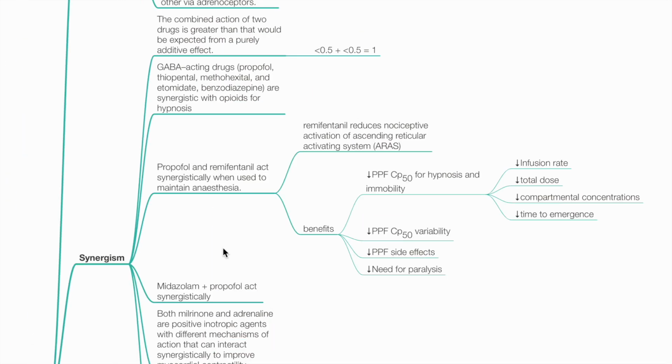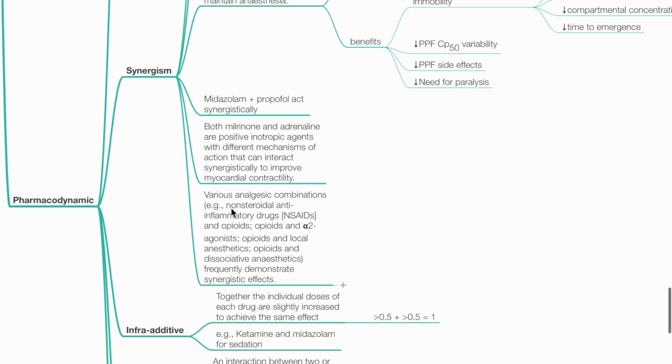Synergism. In this drug interaction, the combined action of two drugs is greater than would be expected from a purely additive effect. Synergism is seen between GABA-acting drugs such as propofol, thiopental, and etomidate with opioids for hypnosis. Propofol and remifentanil act synergistically. Midazolam and propofol also act synergistically. Other examples of synergism include milrinone and adrenaline for their positive inotropic effects, and various analgesic combinations such as NSAIDs and opioids and alpha-2 agonists, opioids and LAs, and opioids and ketamine.